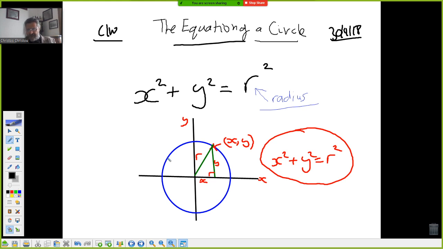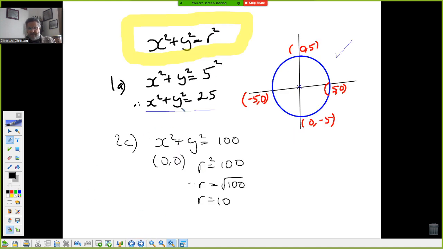So for question 1, for example, there's no fancy working out here. Write down the equation of a circle with centre at the origin, in other words 0, 0. I did 1a by demo, page 373. They want me to write down the equation of a circle from the origin that has a radius of 5.